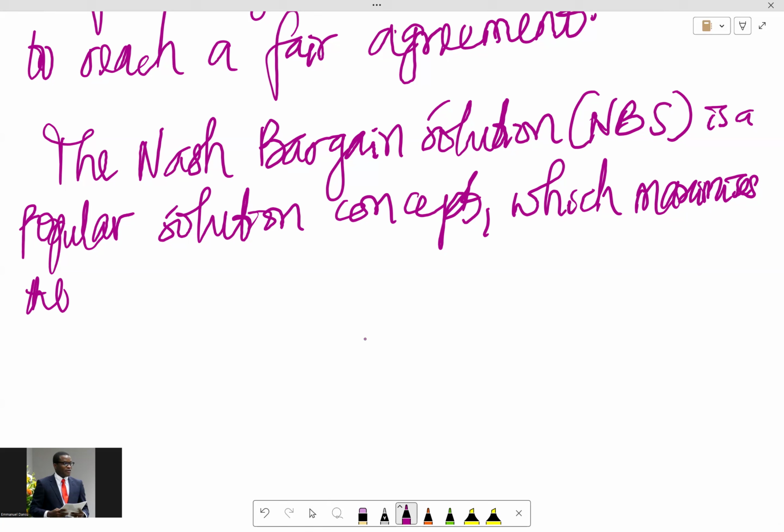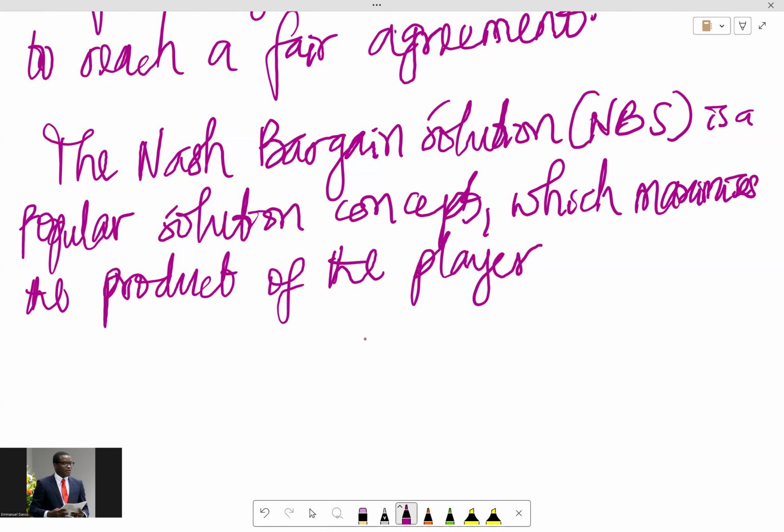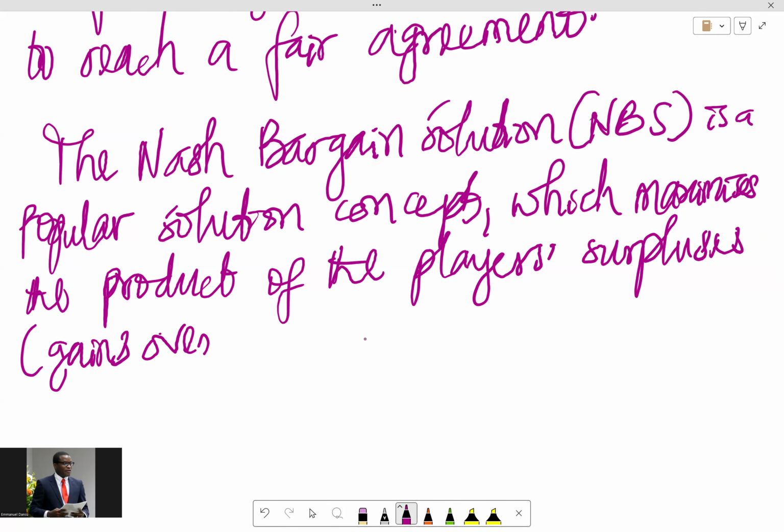So the Nash bargaining solution is a popular solution concept which maximizes the product of the players' surpluses. Surpluses are actually gains. Surpluses are gains over their disagreement points.